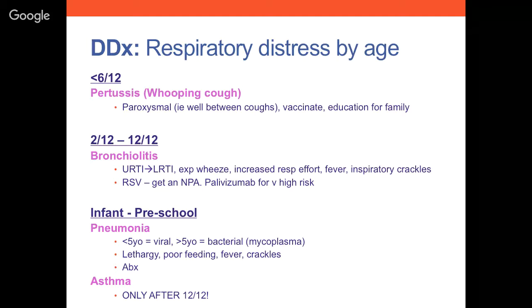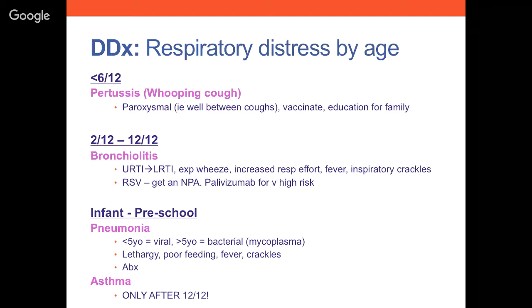So a bit older, you're thinking pneumonia. If they're less than 5 years old, it's usually viral. If they're more than 5 years old, it's more likely to be bacterial, so mycoplasma. They'll come with lethargy, poor feeding, fever. When you listen to them, they'll have crackles as well. Also always bear in mind that kids don't necessarily present the way that adults do. They're more likely to have vague symptoms, and poor feeding is one of the biggest symptoms.